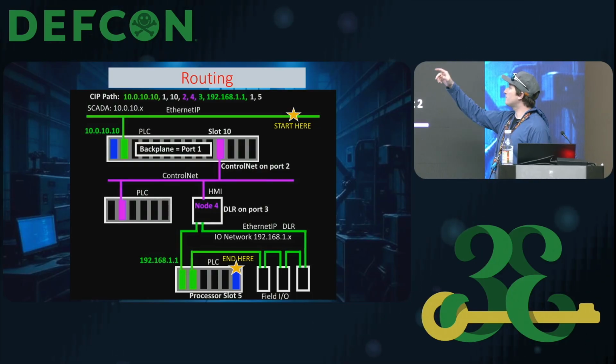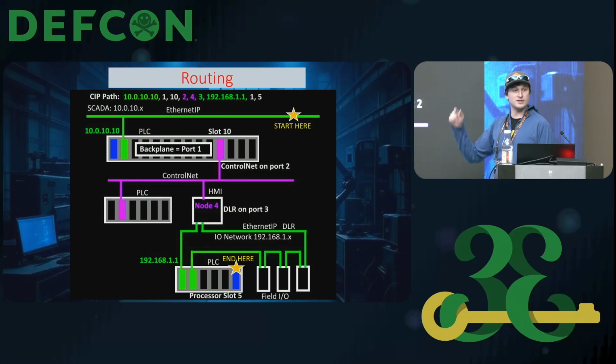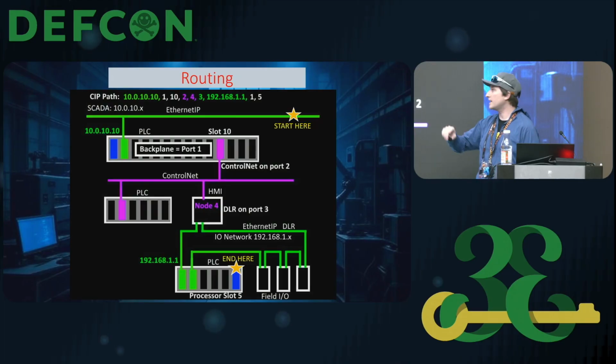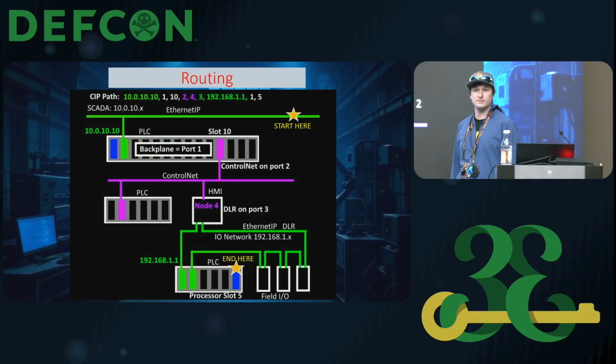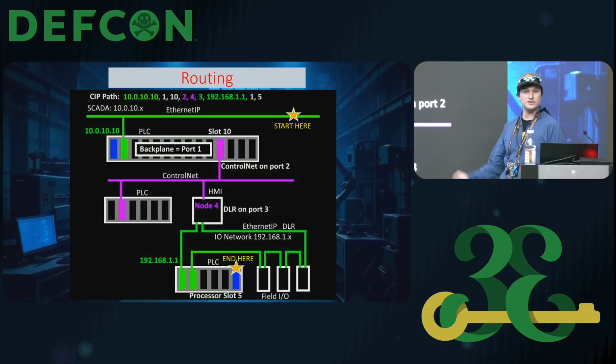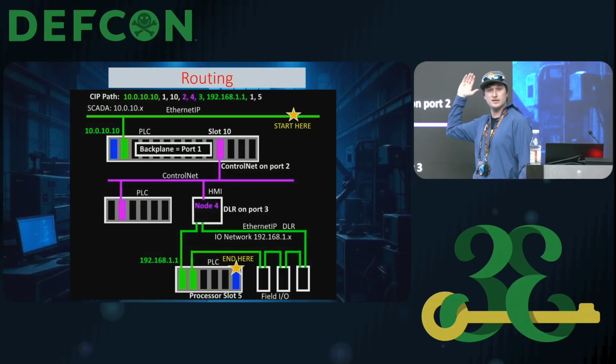Well, we can build out a path to do that because all these devices talk CIP. And we can say, hey, I want to talk to whatever device is 10.0.10.10. And that takes me to that Ethernet card in that chassis. I can say comma 1 to go out port 1 of that device, which actually takes me to the backplane of that chassis itself.